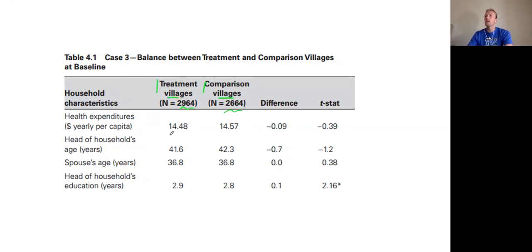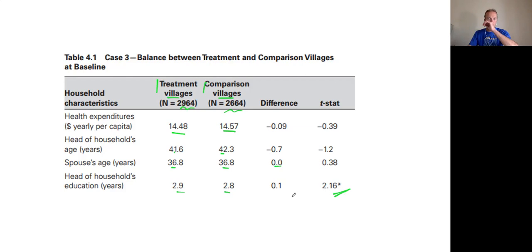Okay, and so if you look at it, they just took some summary statistics. On average, they spent 1450 or 1457 on health expenditures per year per capita. So the difference is very, very small. The head of household's age is almost identical on average. The spouse's age is almost identical on average. It is identical actually, so the difference is 0. And then the head of household's education is pretty close. This is the only one that's significantly different.